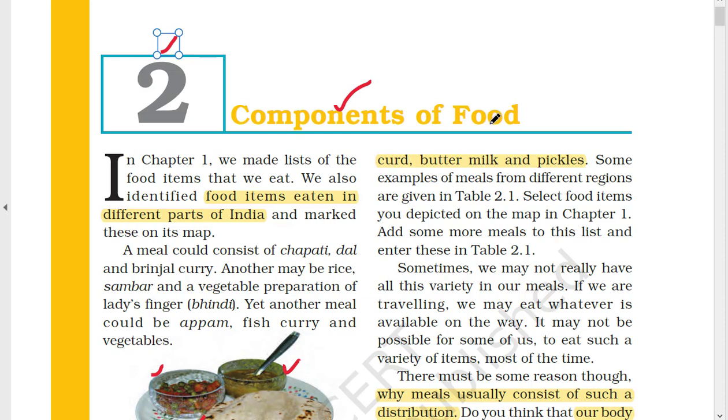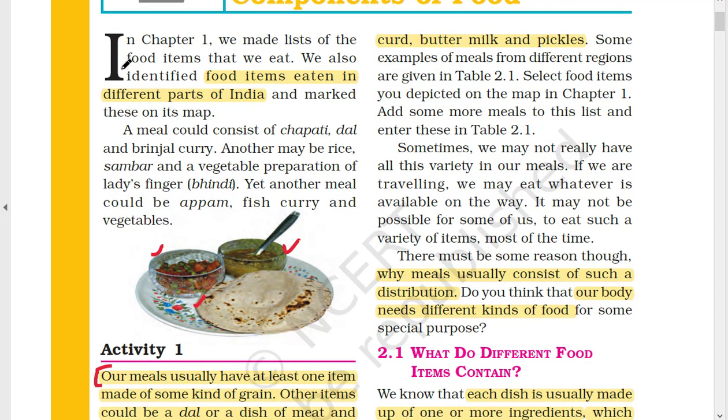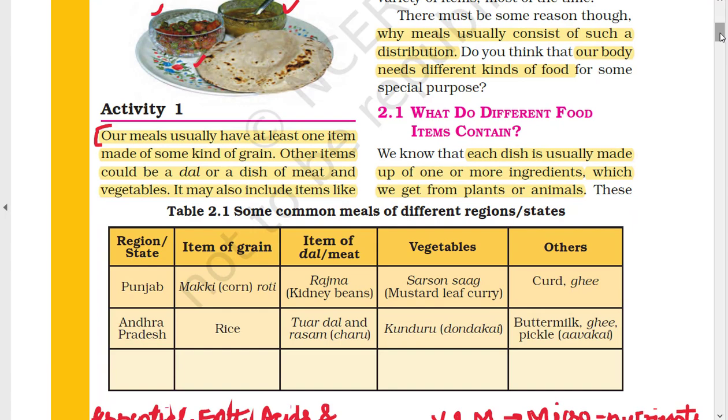We have already discussed in chapter 1 the food and its sources, and we know that food can come from either plant sources or animal sources, and apart from that we also need water, right? So this we have already discussed. We have also discussed that food items which are eaten in different parts of India have variation, that means there is a regional variation. Not only in India, even in the world there is regional variation. So now we want to talk about the components of food.